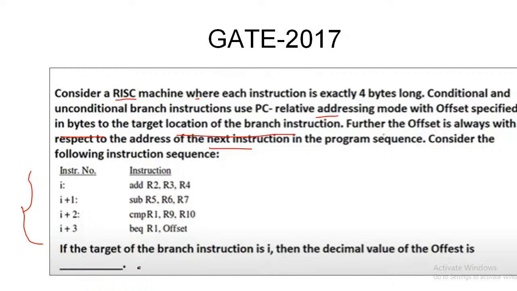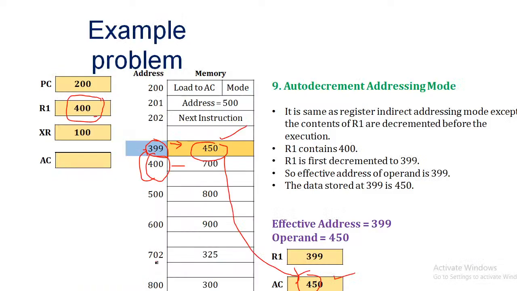Wait, ma'am, auto increment, auto decrement. No, you just see this one. In case of auto decrement mode, you decrement the address first, and then you fetch the value to the accumulator. Right.